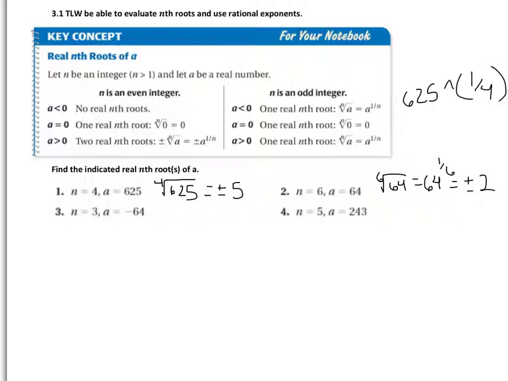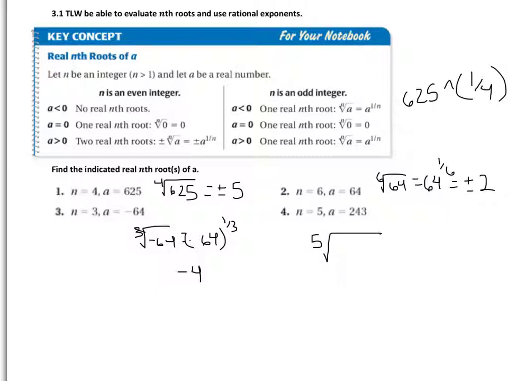So here it's an odd one now. So it says the third root, the cube root of negative 64, or negative 64 to the 1/3. And that is negative 4. Cube root always stays with the sign. If it's positive to start with, it ends positive. If it's negative, it stays negative.